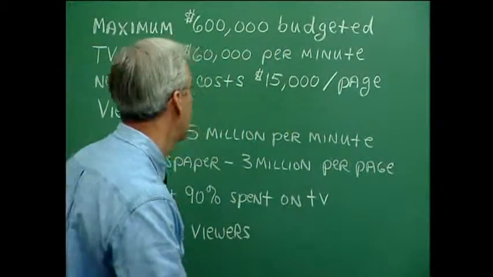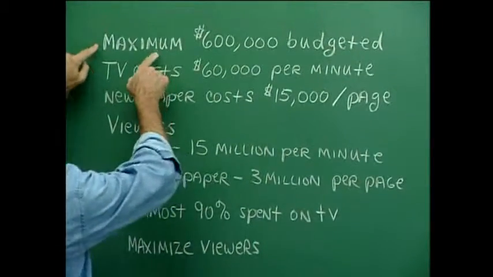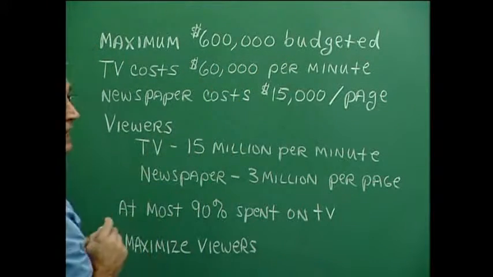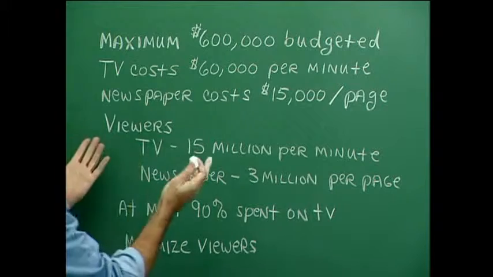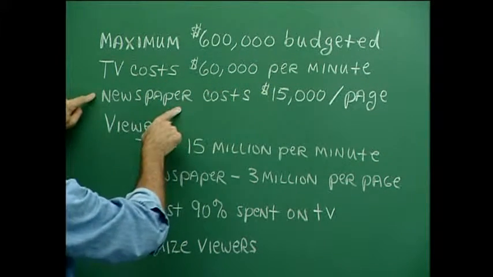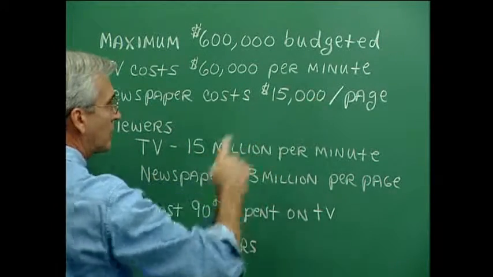Here's an outline of the information in this problem. We were told that we have a maximum of $600,000 budgeted for this ad campaign, and we're given some advertising costs. TV time costs $60,000 per minute. Newspaper ads cost $15,000 per page.